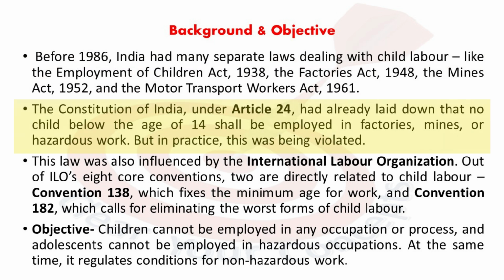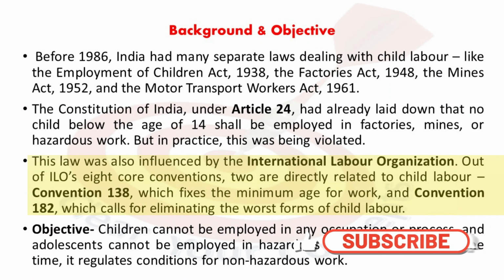The Constitution of India, under Article 24, had already laid down that no child below the age of 14 shall be employed in factories, mines, or hazardous work. But in practice, this was being violated. To correct this, the 1986 Act was introduced. Its aim was simple: to ban child labor completely, and to regulate adolescent labor, especially in dangerous work.